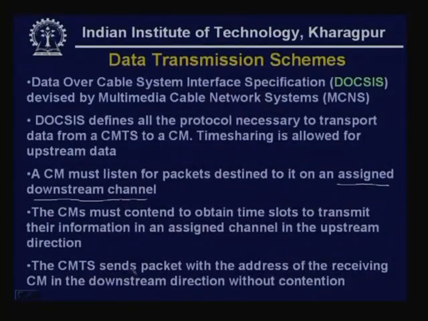Then the CMTS sends packets with the address of the receiving CM in the downstream direction without contention. As I have mentioned, here it is some kind of multicasting. So, there is no need for contention. With the help of the address assigned to a particular subscriber, the signal can be diverted to different users. So, this is the data transmission scheme in a nutshell used in cable TV system.